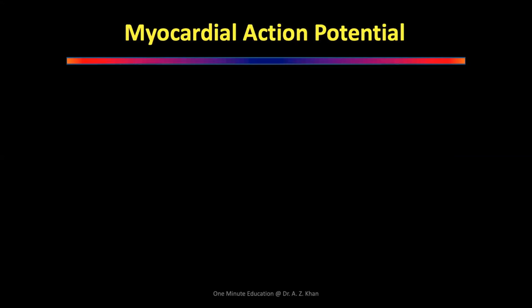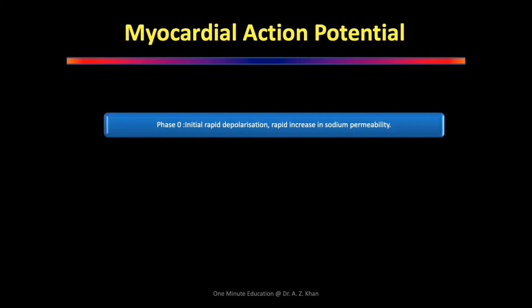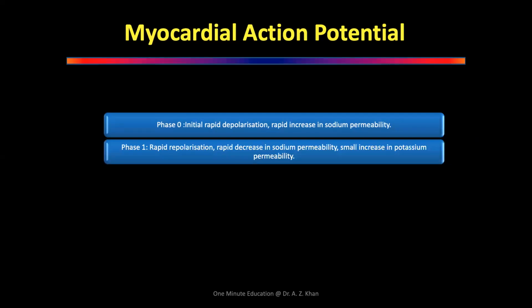So what happens in a myocardial action potential is in phase 0, there is initial rapid depolarization, a rapid increase in sodium permeability. Sodium moves into the cell. Then there's a rapid repolarization, which means there's a rapid decrease in sodium permeability and a small increase in potassium permeability. Don't worry, the graph will come back. I'll show it to you again.